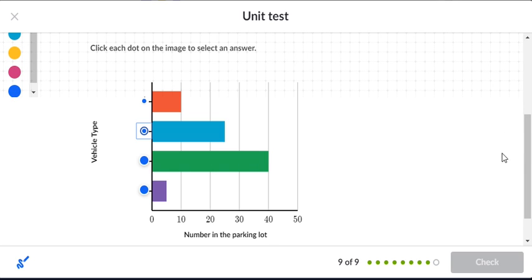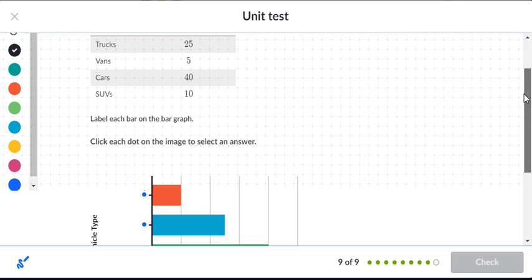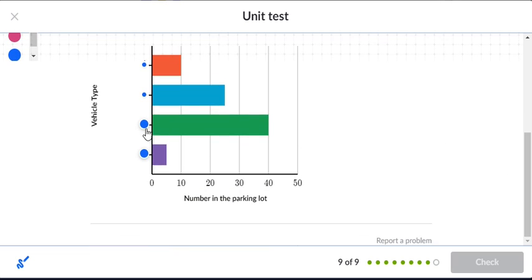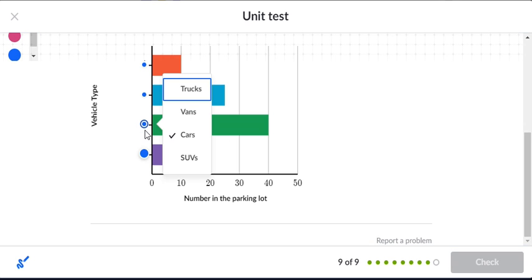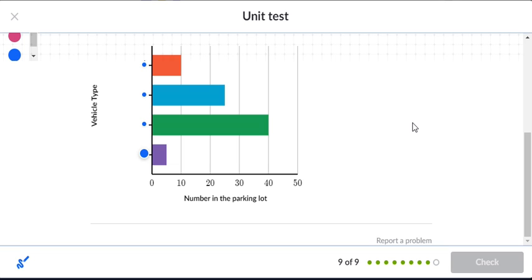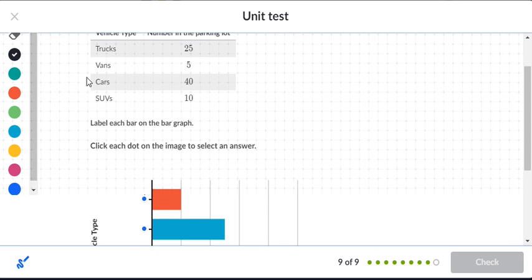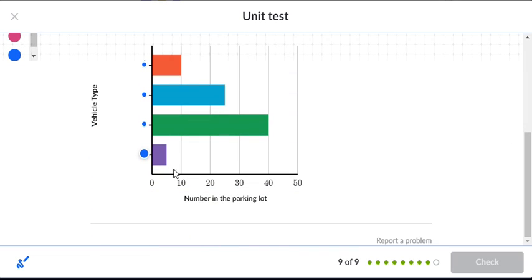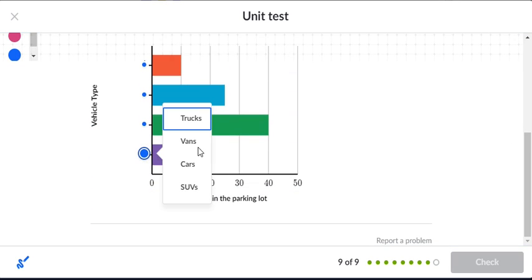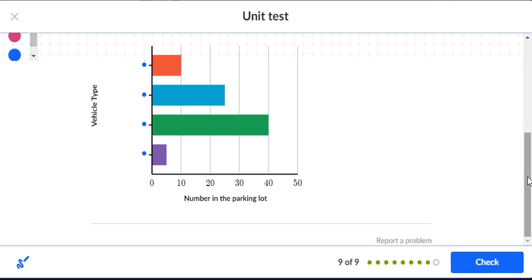Now the green one goes all the way up to 40. So 40 was actually cars. So we click here, click on the cars, and we can again verify that and say, okay, yeah, that is correct, that is cars. And now the last one's between 0 and 10. So what's between 0 and 10? Well, that's clearly the vans. So the vans is between 0 and 10. So we click here, we find the vans, click on the vans. So now we're ready to check this.